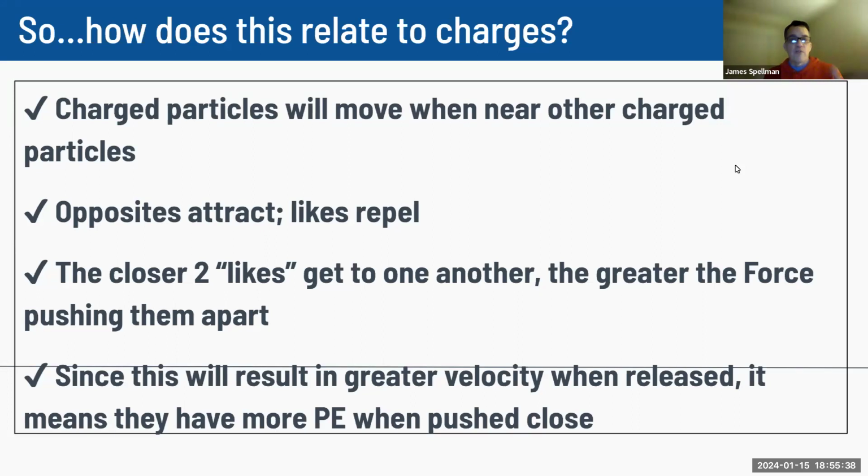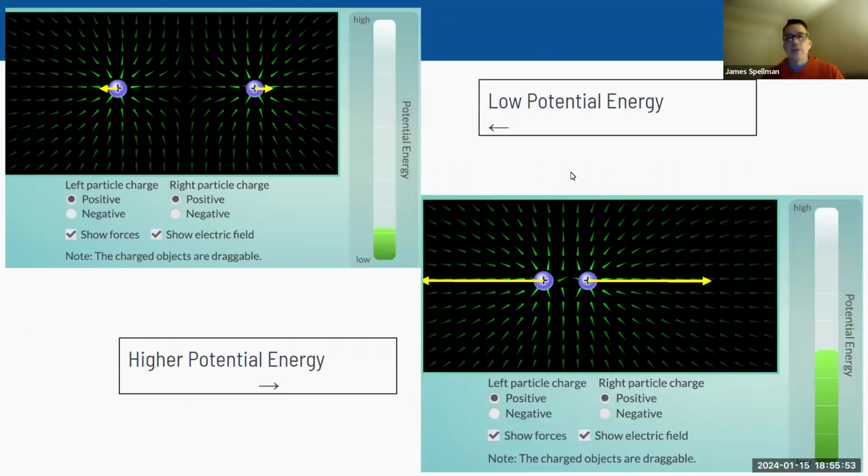It's going to require more effort. If you're able to take two charged particles and push them together, it would require a lot of energy to put them together. So then when you release them, they're going to be able to move farther apart. So this is an example, a couple of illustrations that we have on here. Hopefully this makes a little bit of sense.